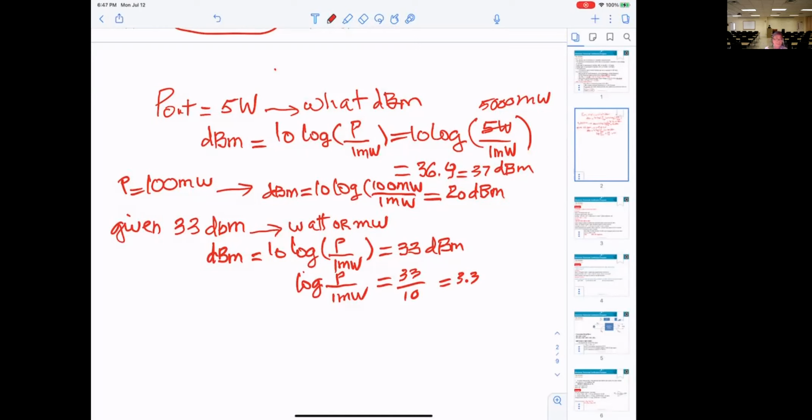Now the next, anti-log. I don't want log anymore. Anti-log. So I take the log out. You get P over 1 milliwatt. Okay, so this will be a log 10. So that will be 10 power 3.3. What you get?